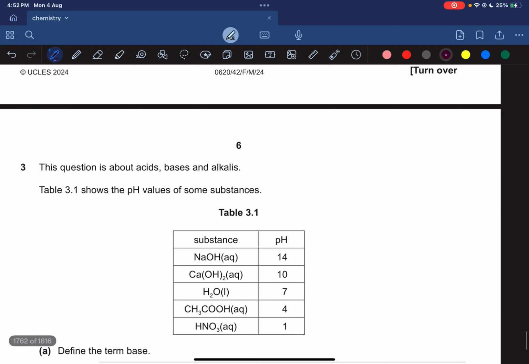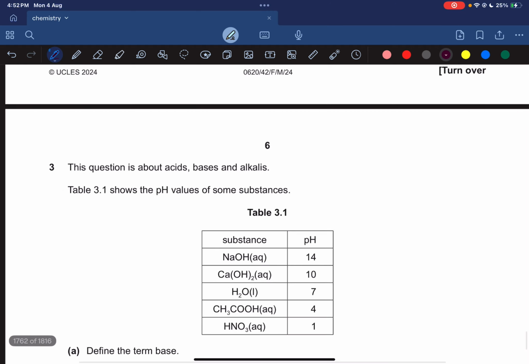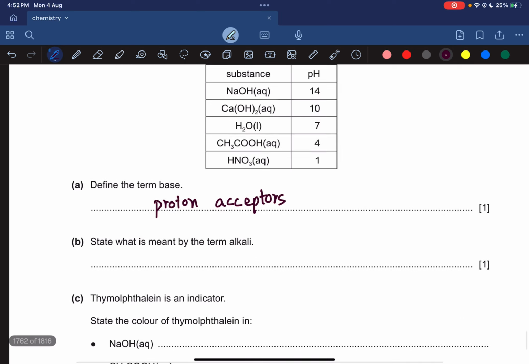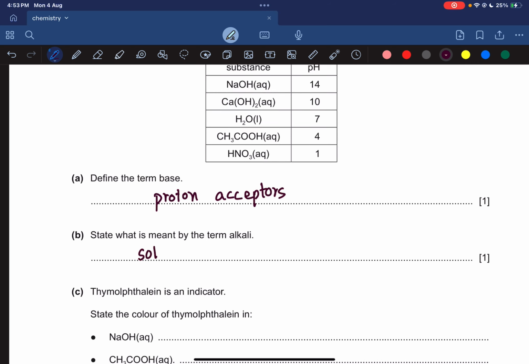This question is about acids, bases and alkalis. Table 3.1 shows the pH values of substances. Define the term base. Bases are proton acceptors. They accept the protons. And acids are proton donors. State what is meant by the term alkali. Alkalis are basically your soluble bases. The bases that dissolve in water are called alkalis.